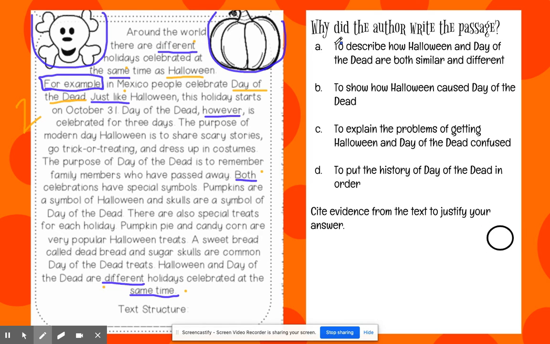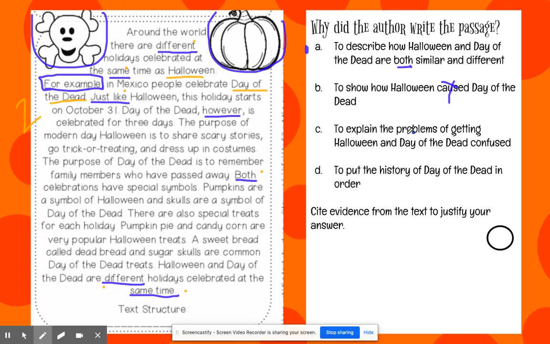Okay, so here we go. I'm going to read through all of my choices. A, to describe how Halloween and Day of the Dead are, ooh, I see a signal word here, similar and different. Really like this one. But I know better than to just circle A. I need to look at all my choices. B, to show how Halloween caused Day of the Dead. No, I don't think it had anything to do with that.